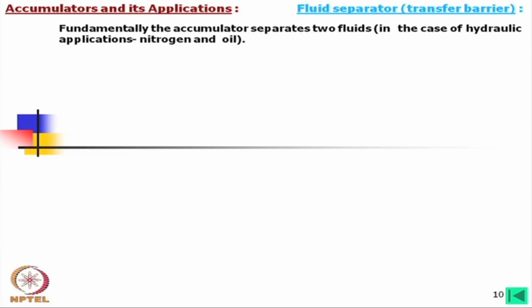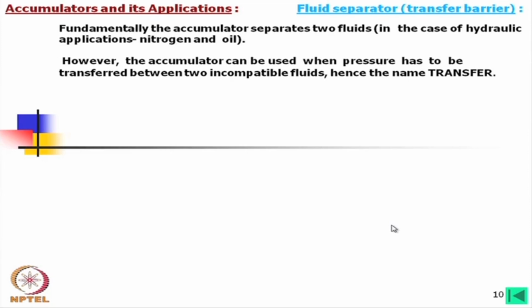Now, this is the fluid separator and transfer barrier. This is another application of such an accumulator. In that case, on two sides of the system there are two different fluids, and in between there is an accumulator. Fundamentally, the accumulator separates two fluids. In hydraulic applications, say, nitrogen and oil. However, the accumulator can be used when pressure has to be transferred between two incompatible fluids, hence the name transfer.